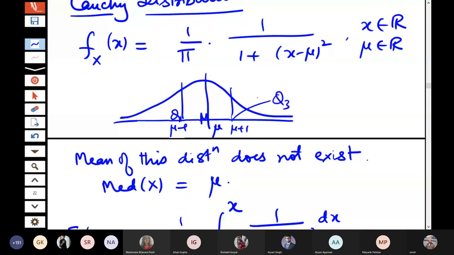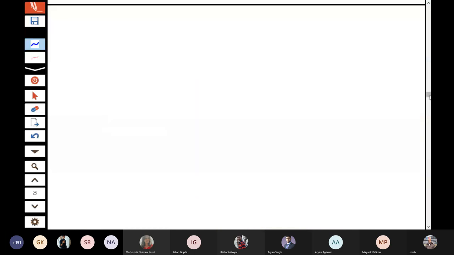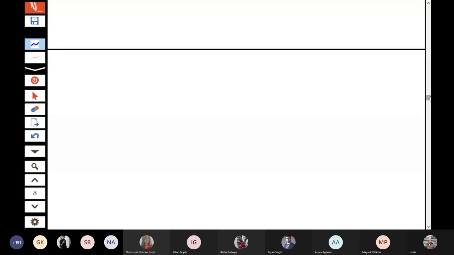Cauchy distribution is used when the spread is very wide. Here the mean doesn't exist, so that means the tails are heavy here. Okay, the tails are very heavy. So for example, in the case of radioactive decay, because radioactive decay is very slow, for such things Cauchy distribution is more appropriate.